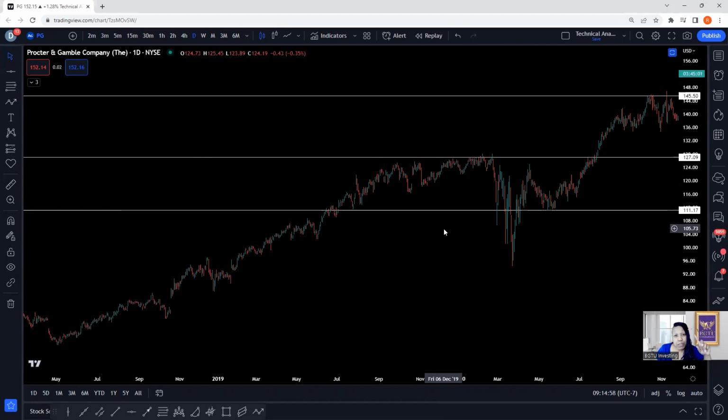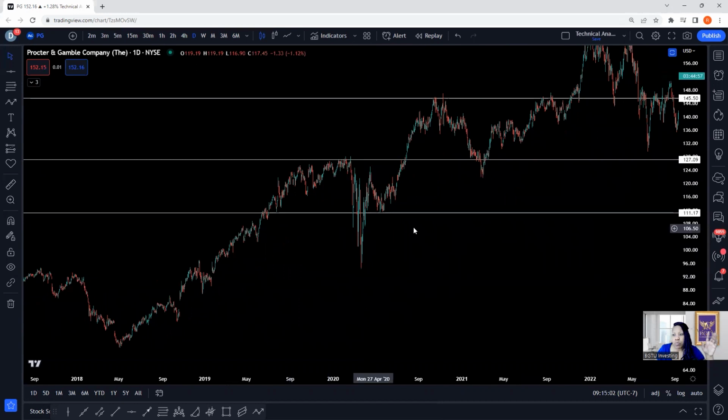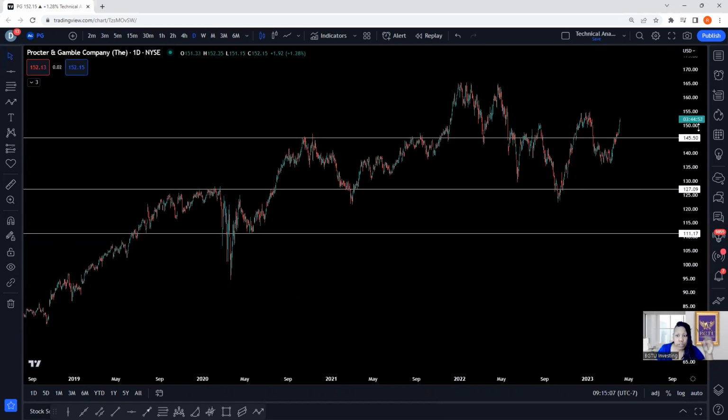So just by looking to the past, I was able to find some key areas where price may react, either buyers step in or sellers step in. And there's a potential in the future for when price comes back to that area, those buyers and or sellers may step in at that price. So this is how you use the past in order to predict what may happen in the future.